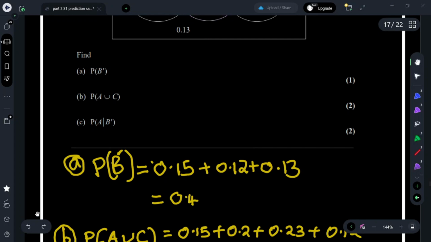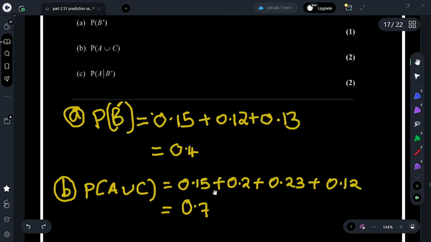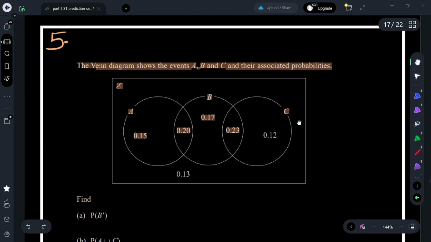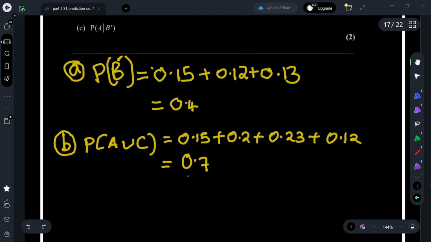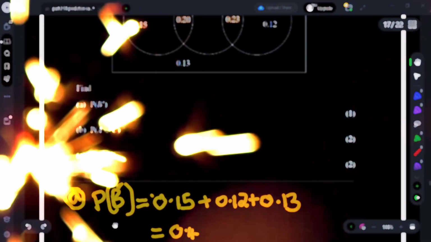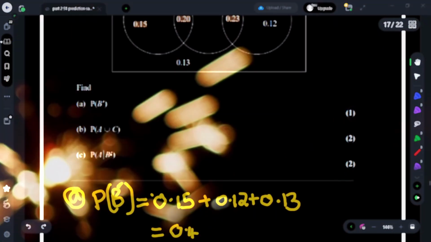The other one, so we have the probability of A union C. A union C, everything in A united with everything in C. So everything inside A here, that is 0.15 and 0.2, united with everything in C, 0.23, 0.12. Did we do that? Yes. 0.15 plus 0.2 plus 0.23 plus 0.12, we get 0.7. Done.